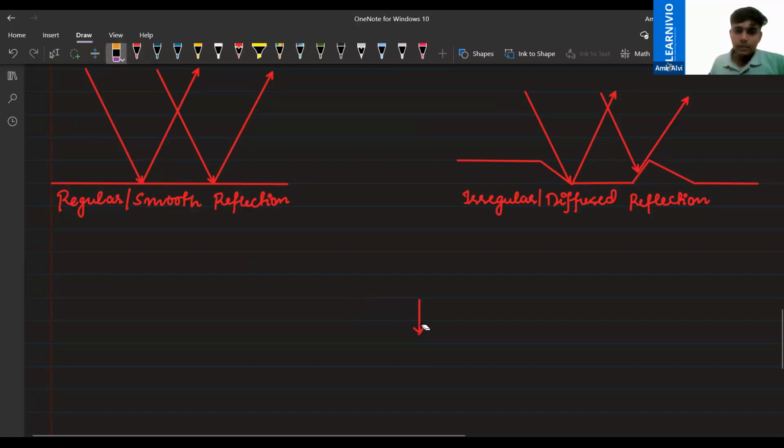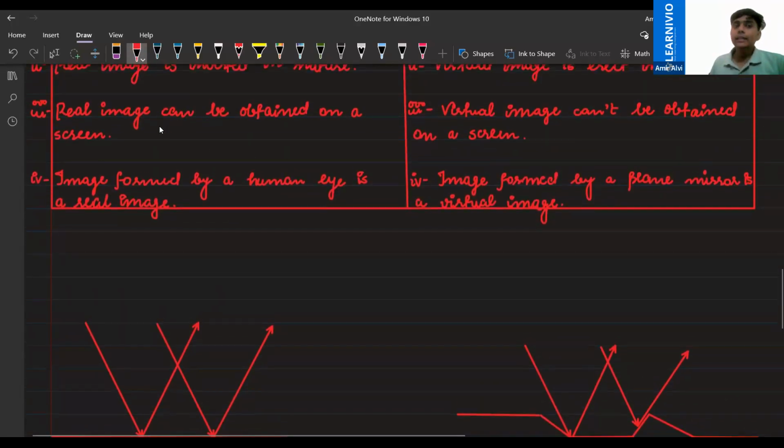Now let's talk about the next thing, that is fourth, basically a real image can be obtained on a screen. Suppose when you click a picture through a mobile, will you be able to print that picture on a paper? Yes or no? Yes, sir, we can, because the person, the scenario, the surrounding exists in reality. So that's why real images can be obtained on a screen.